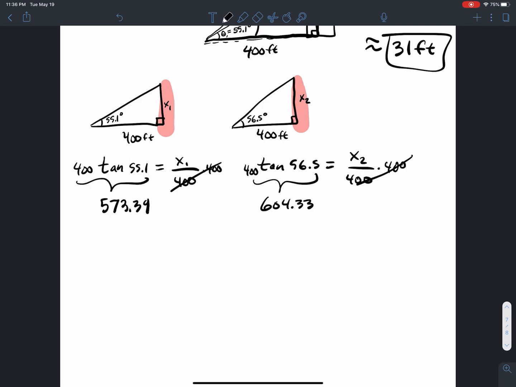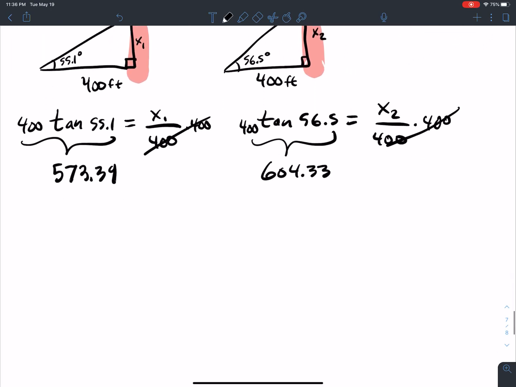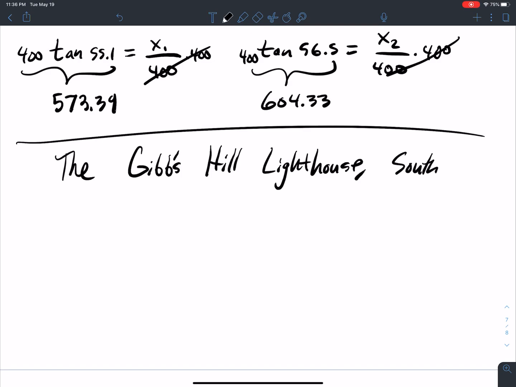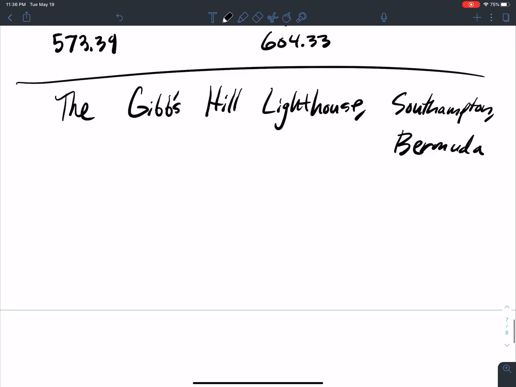All right, one more, and I think that'll probably do it for this type of solving. And so with this problem here, this is the Gibbs Hill Lighthouse, Southampton, Bermuda. So in operation since 1846, the Gibbs Hill Lighthouse stands 117 feet high, on a hill 245 feet high. So its beam of light is 362 feet above sea level.